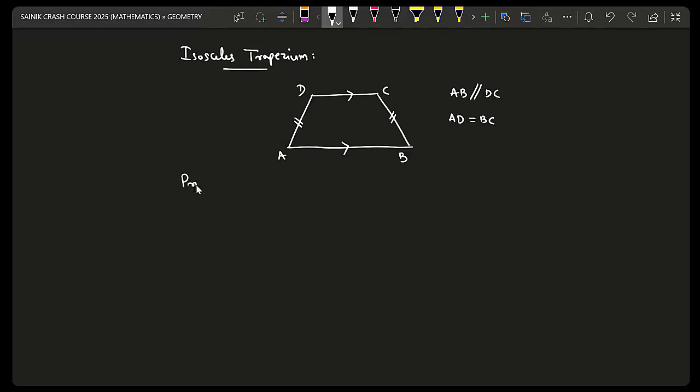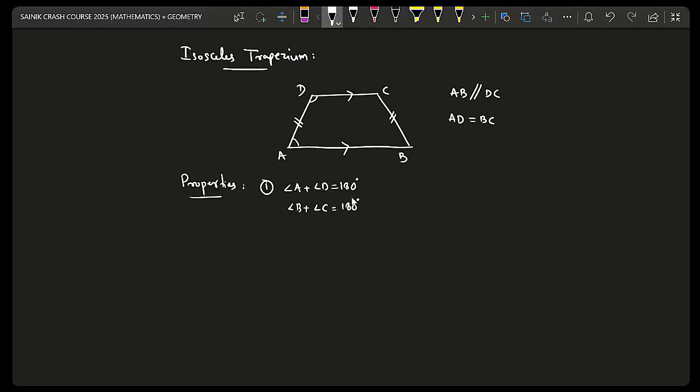And what are the properties? See, because every isosceles trapezium is a quadrilateral, all the quadrilateral properties are going to be there. Sum of interior angles is 360 degrees, number of diagonals is 2. And because every isosceles trapezium is a trapezium, the trapezium property is also satisfied. So what is the first property? Angle A and angle D are adjacent to the parallel lines. So we can say angle A plus angle D is going to be 180 degrees. They are supplementary. And similarly, angle B and angle C are also supplementary.